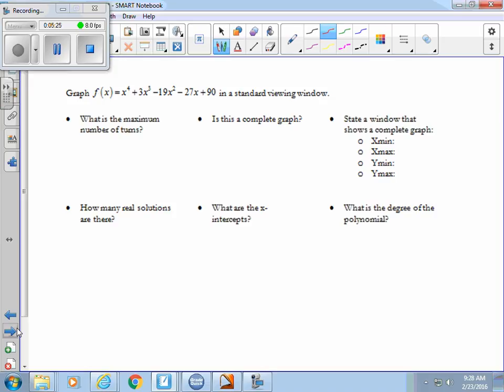Before I actually look at the graph, the first bulleted question has nothing to do with what the graph looks like. It says, what is the maximum number of turns? Well, what is the maximum number of turns? 3. How'd you get the 3? It's always 1 less than the degree. Then the degree is the highest power. So yes.